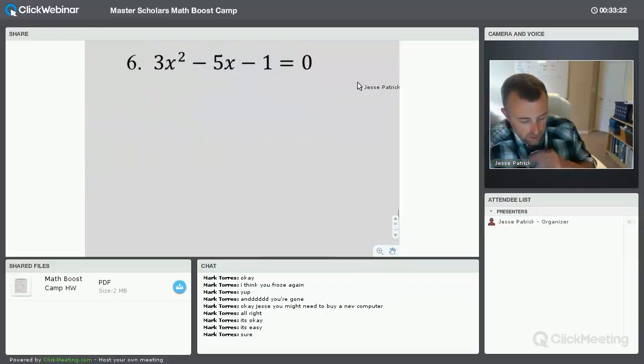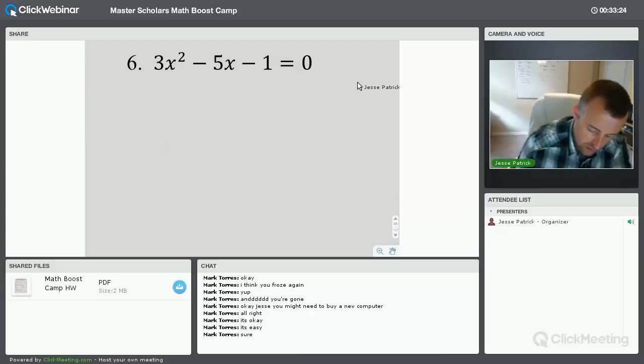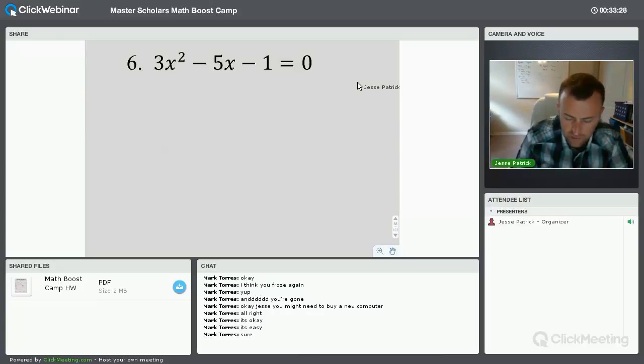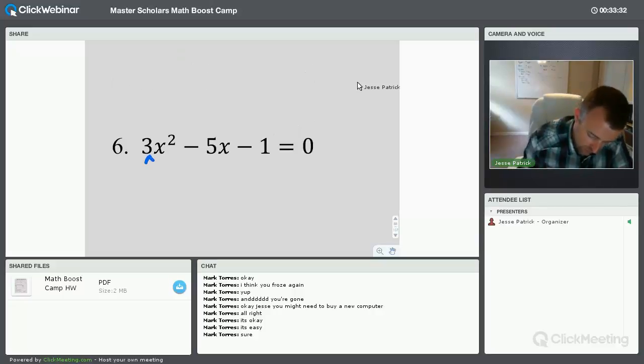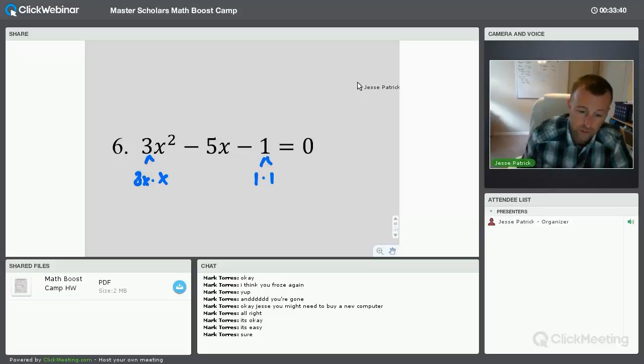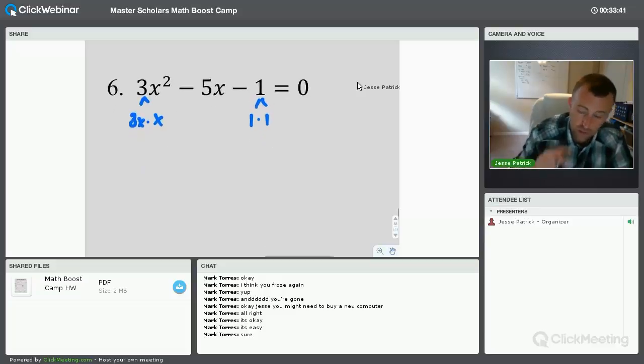Okay. Number 6, again, just moving through this. This is going to be another factoring problem. First thing I want to do, look to see if there's any GCFs. There are not. So I'm just going to go ahead and start factoring. So I look at the 3x squared. I know that is 3x times x. There's no other way of doing that. And I know 1 is 1 times 1. There's no other way of doing that. So this one is all dependent upon the signs that I use.